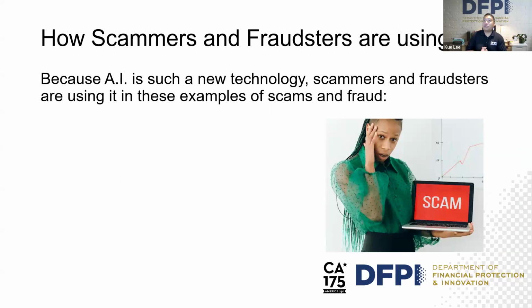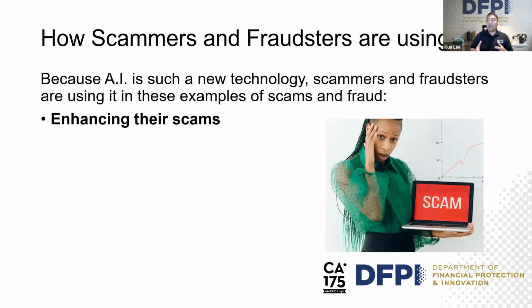So let's talk about how scammers and fraudsters are using AI. Because again, AI is such a new technology. Scammers and fraudsters are using it in many different ways to enhance their scams, right? And that's kind of the big category. Right now, this is just based on a lot of information from our partners at the FBI, the SEC, the CFPB. This is a lot of information that they've shared with us.